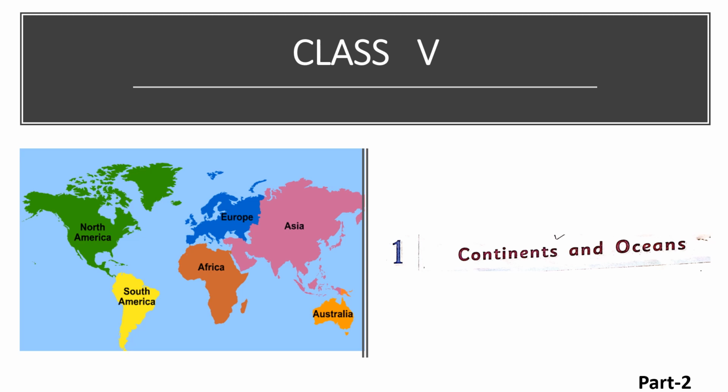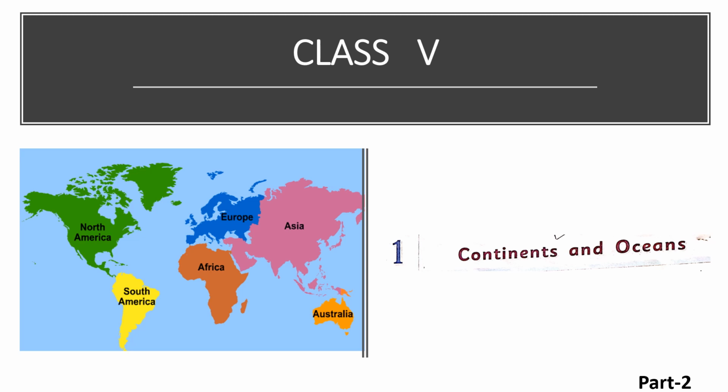Let's continue our chapter 1, Continents and Oceans. Let's have a quick recapitulation. In the last class we had learned about Asia, Africa and North America. Today we shall learn about South America, Europe, Antarctica and Australia. Let's continue.